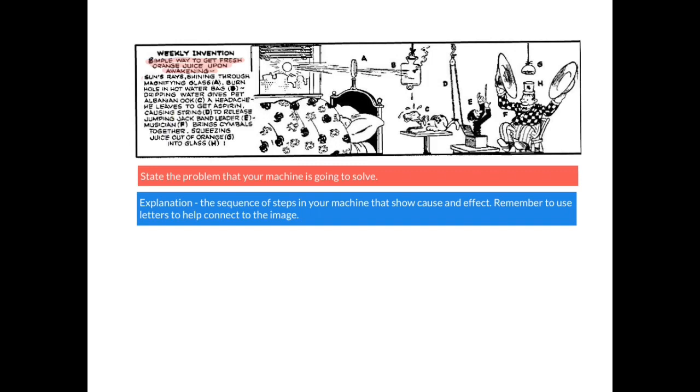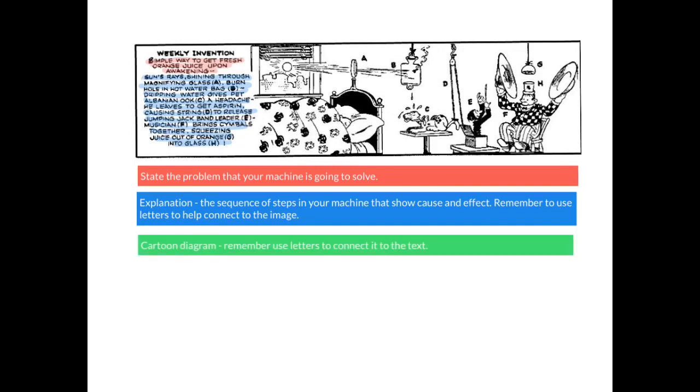Another thing that you'll need is an explanation. So, this is the sequence of steps in your machine that show cause and effect. Remember to use those letters to help connect your text to the image. Of course, you're also going to need to have your cartoon diagram to show the reader what's happening. Make sure you include those letters so that it connects to your text.